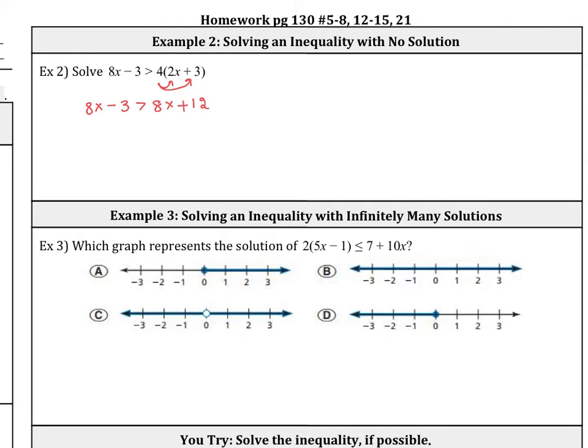We want to have the variables on one side and the numbers on the other side. So my next step is to subtract 8x on both sides. In this case, I get negative 3 greater than 12. Negative 3 is not greater than 12, so this is false, and whenever we say false, it means there is no solution for this inequality.